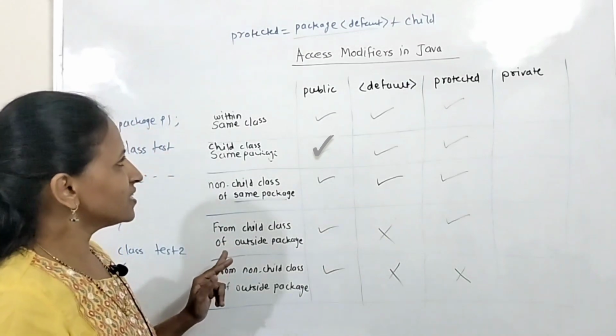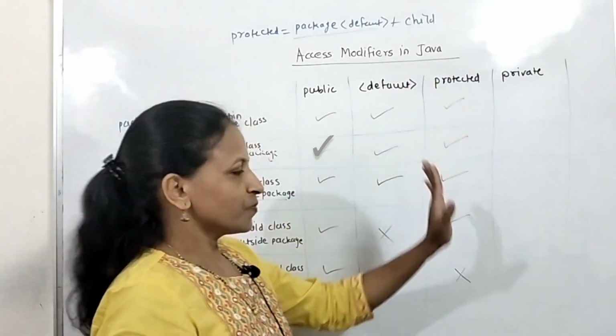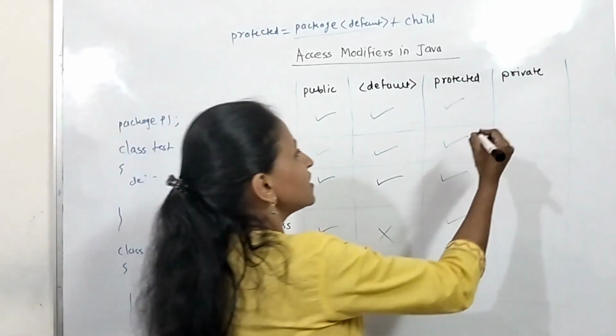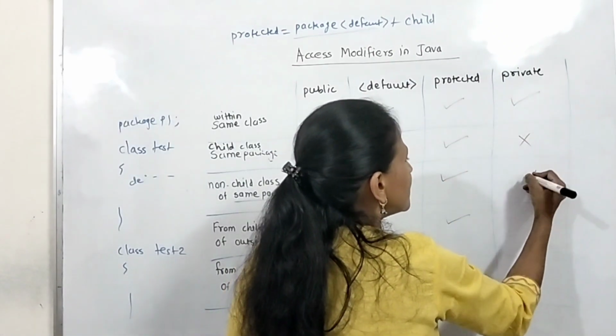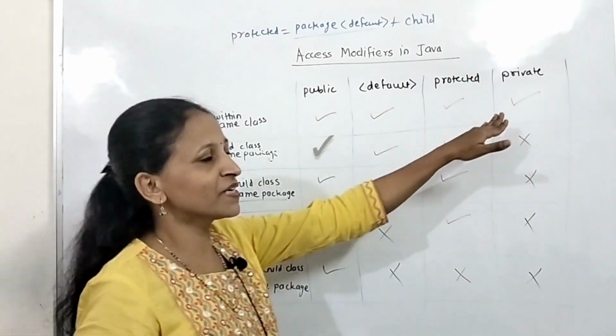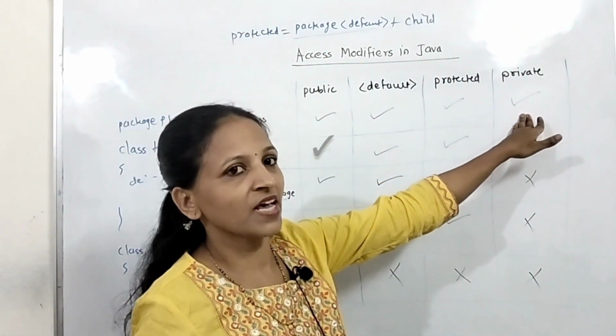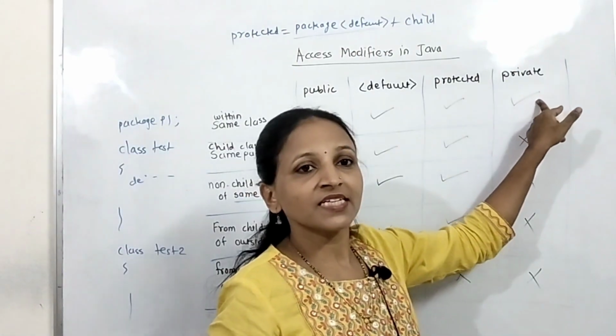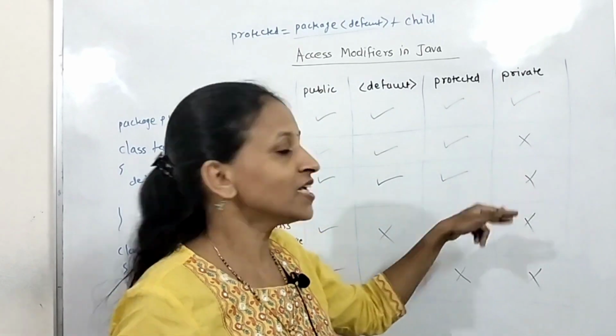Now next one is, see, private. See, private means it is only accessible within the same class, otherwise anywhere you cannot access that. Okay, private members are accessible only within the same class. Means the public members are accessible everywhere, private members are accessible only in the same class.